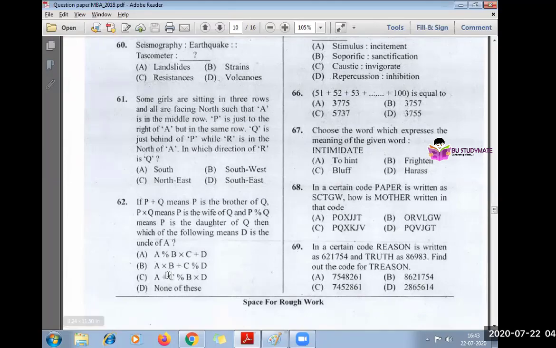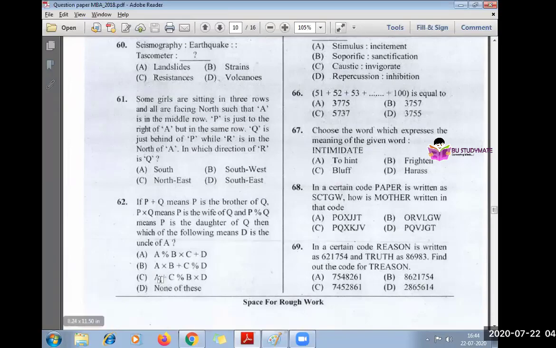Okay, so let's analyze the other options. A into B means A is the wife of B. And B plus C means B is the brother of C. C percentage D means C is the daughter of D. So this cannot be possible because A will be older in terms of age in the option. So that cannot be possible.